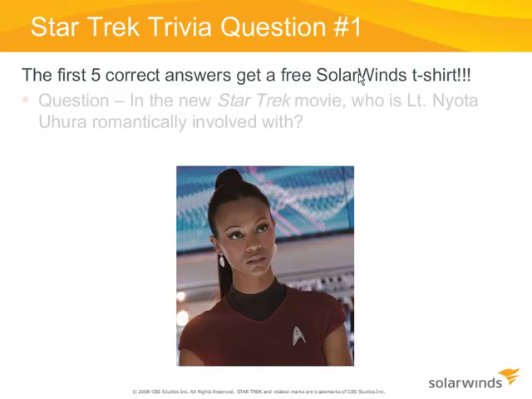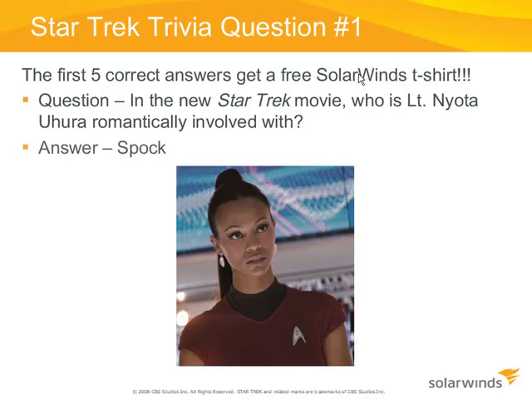First question is, in the new Star Trek movie, who is Lieutenant Nyota Uhura romantically involved with? So don't expose the answer. This is a pretty easy one. They get harder as we go. No, I was going to say you could have asked her first name. Okay, which would have been a harder one. And we already have our 5 correct answers. And she got romantically involved with Spock, which I thought was a pretty cool thing. I didn't suspect that. So let's go ahead and move on now.